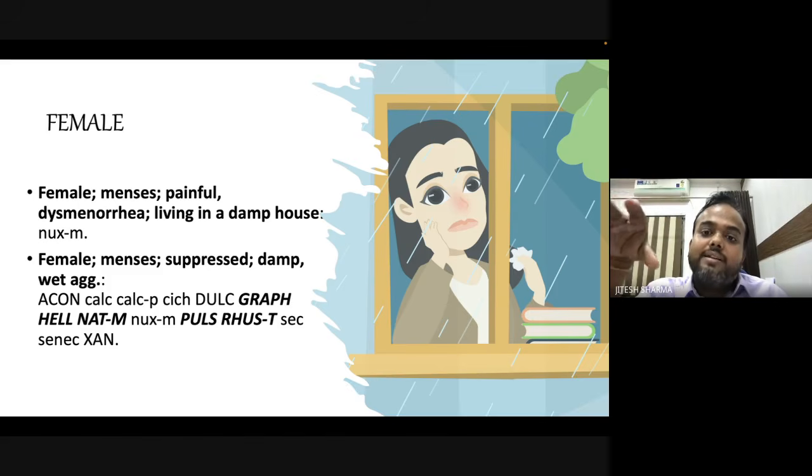The first remedy you can think of is Natrum sulfuricum. Let me tell you, for cough and dysmenorrhea, especially the single remedy for living in a damp house with dysmenorrhea is Nux moschata. Now, coming to menses suppressed in damp weather: Natrum mur, Aconite, Helleborus, Graphites, Dulcamara, Rhus tox, Senecio aureus, and also Xanthoxylum.